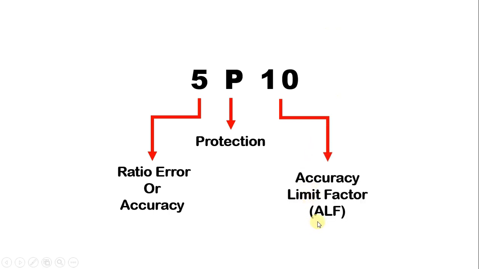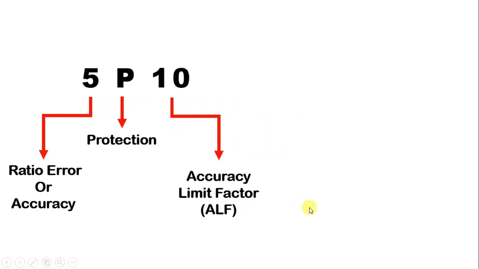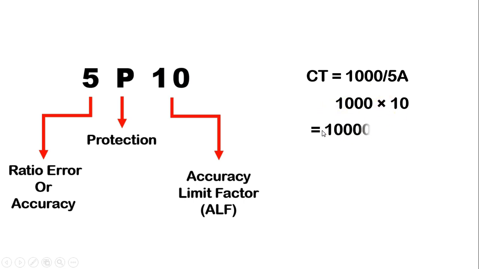What is the meaning of ALF? I am explaining you. For example, suppose you have a CT whose ratio is 1000 by 5 ampere. Now this 1000 will be multiplied with the 10. It means 1000 into 10, when we multiply this, the answer will come as 10,000. It means this CT whose ratio is 1000 by 5 ampere and class of this CT is 5P10.